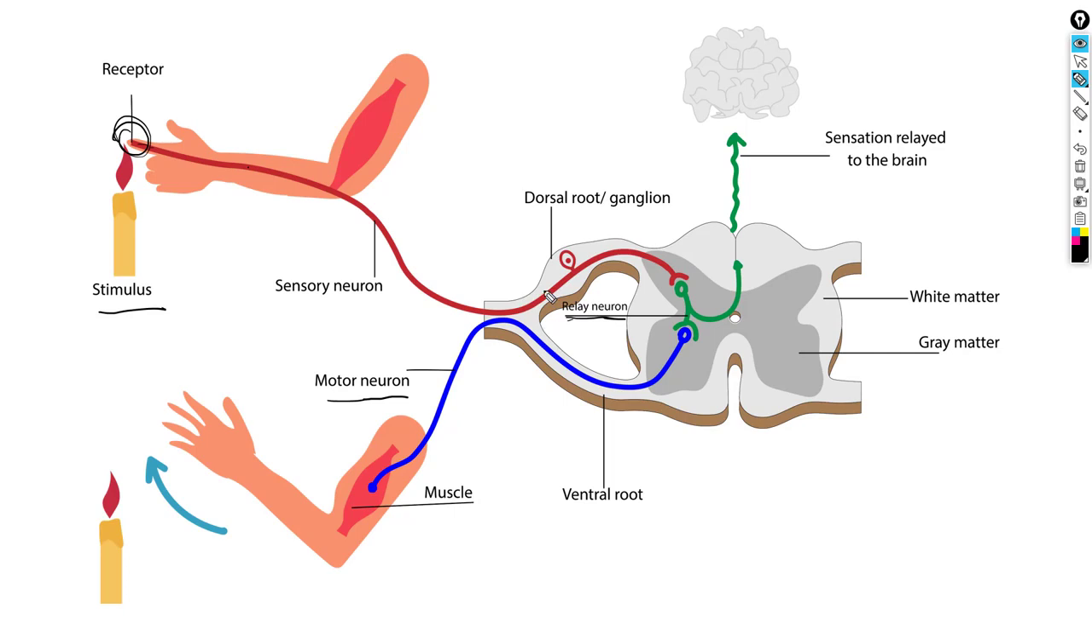Again, the dorsal root is the root where the sensory neuron is coming in, and the ventral root is the root where the motor neuron is leaving the spinal cord. And as you see here, the response is done by the body by removing the hand from the fire. And as we mentioned before, the reflex actions are not controlled by the brain. The brain is later being notified by the spinal cord. Sensations relate to the brain. So this is going to be another example of a reflex arc.